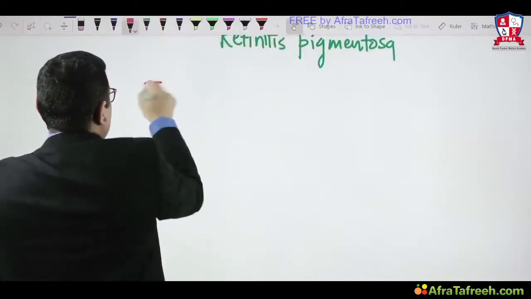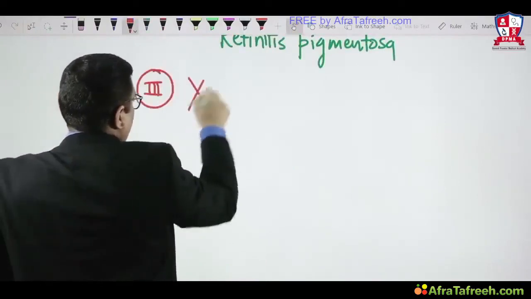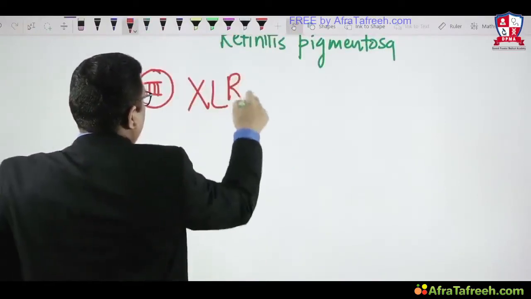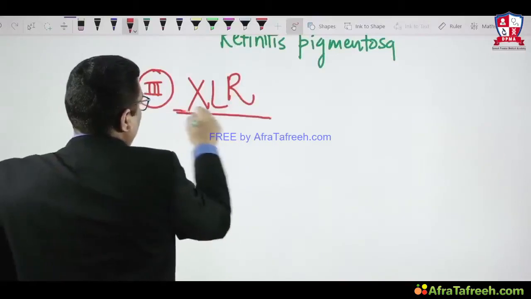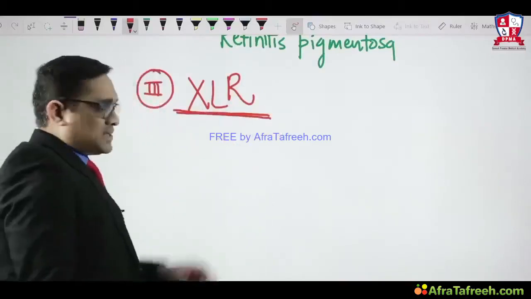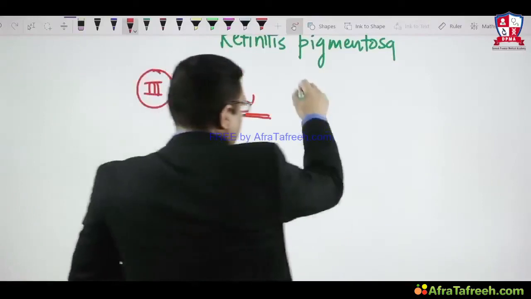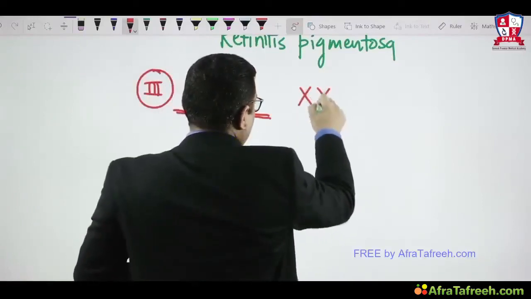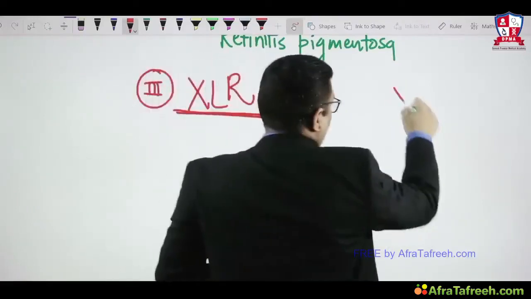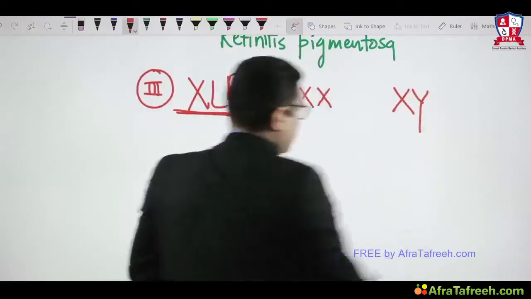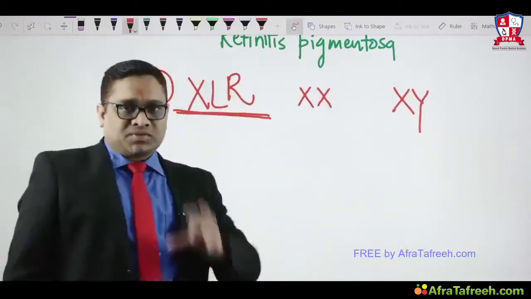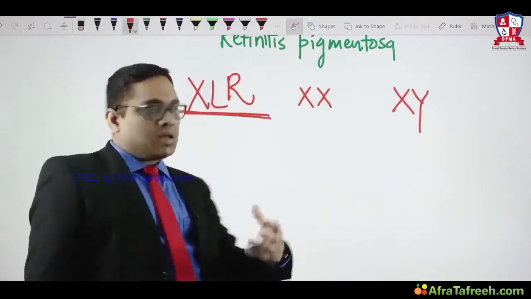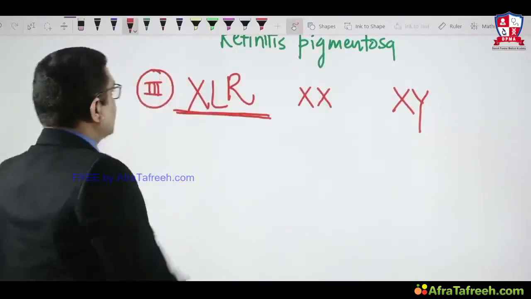Right. So third is X-linked disorders, and first we will discuss X-linked recessive disorders. X-linked means if it is a female, it will be XX, and male is XY, right? So there are certain basics which we have to understand before we proceed ahead. What is that basic understanding?